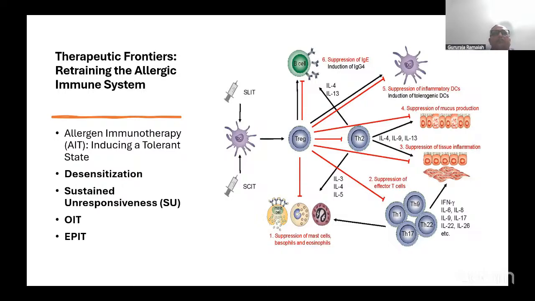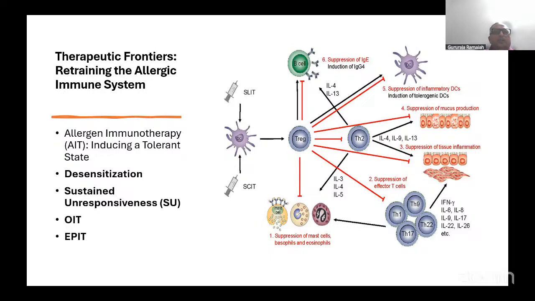retraining the allergic immune system. For many years, the management of food allergy was confined to a defensive posture, strictly dietary avoidance and ready availability of emergency epinephrine. Now it is being replaced by a proactive approach centered on active therapeutic interventions. These strategies, like allergen immunotherapy, are designed not just to manage symptoms, but to fundamentally retrain the allergic immune system towards a state of tolerance. So allergen immunotherapy is inducing a tolerance state.